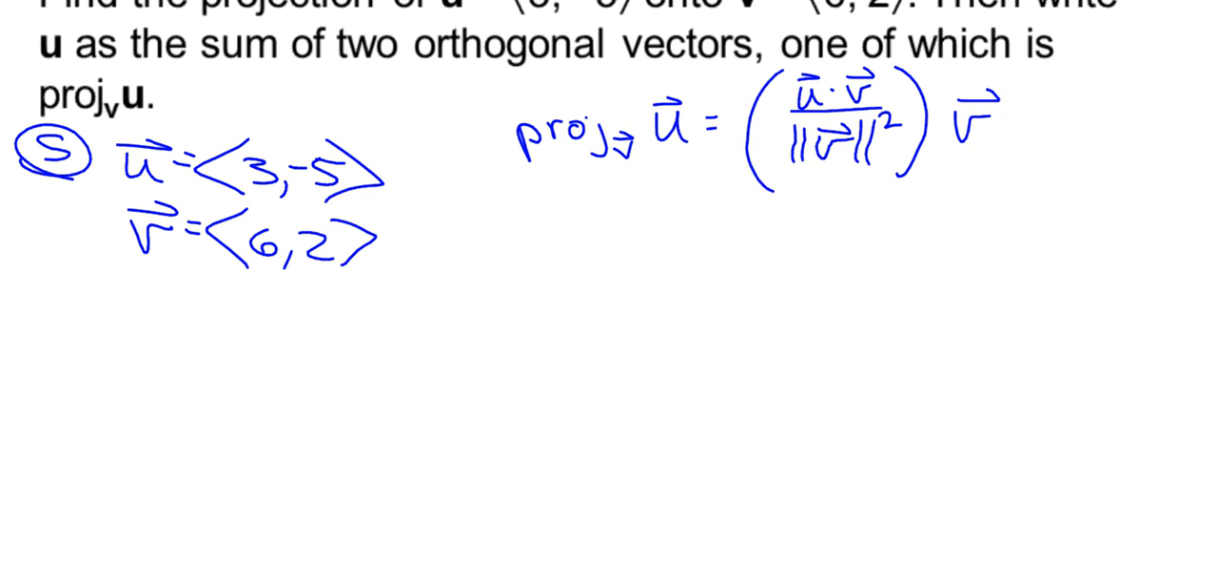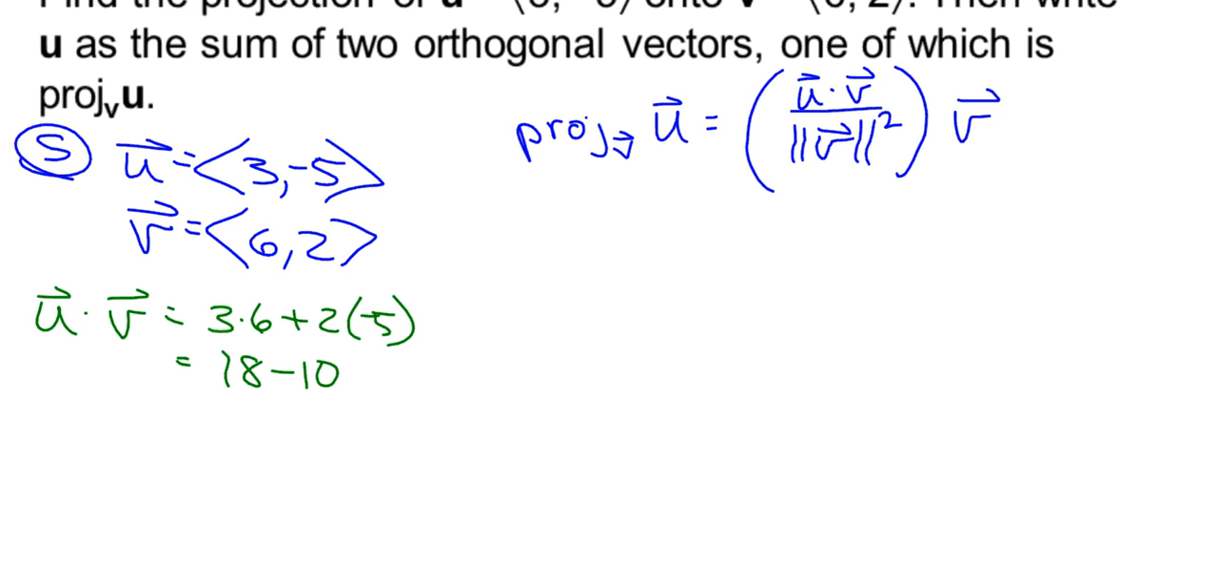So before I even do this, I'm just going to figure out those numerical parts. So u dot v is, how am I going to get u dot v? What times what plus what? Yes, so the dot product: 3 times 6 plus 2 times -5. So 18 minus 10. So u dot v is just the plain old number 8.